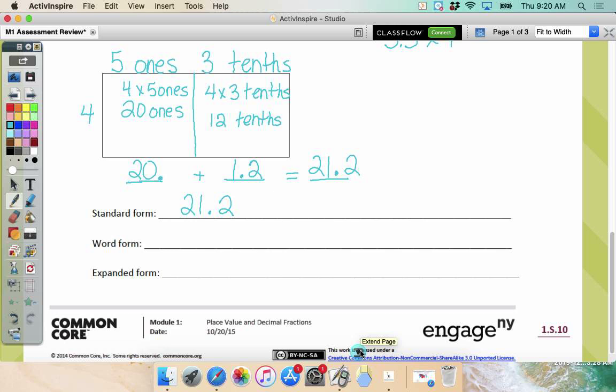Now, word form. When I say this number, I don't say 21.2. What do I say? 21 and 2 tenths. So it's got to be all words. Which letter do I capitalize? The T, just the first one. 21 and 2 tenths. No numbers.